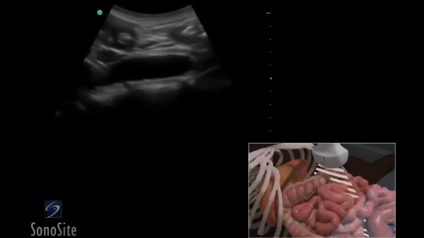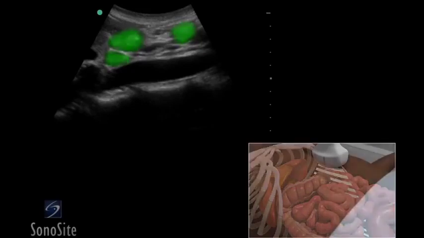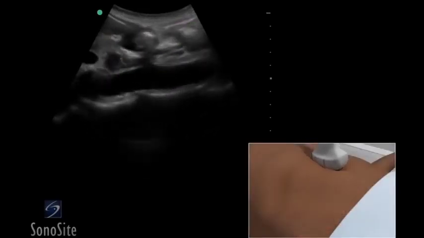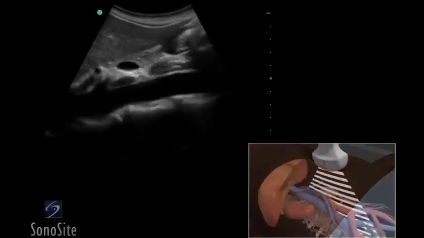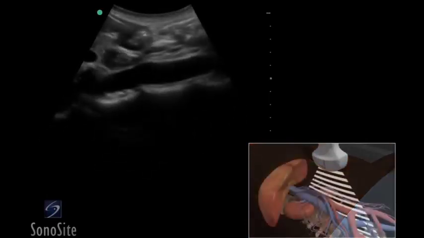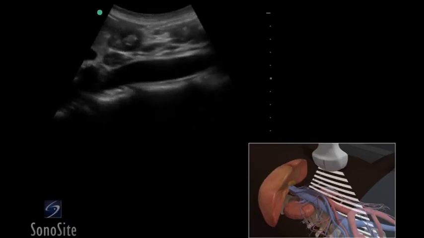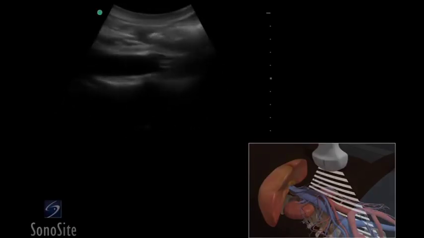If the aorta is difficult to visualize due to overlying bowel, gentle downward transducer pressure may encourage peristalsis of the overlying bowel. Alternatively, consider moving the patient into a left lateral decubitus position to reposition the bowel away from the field of view.